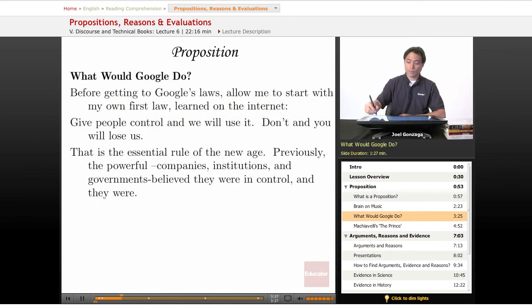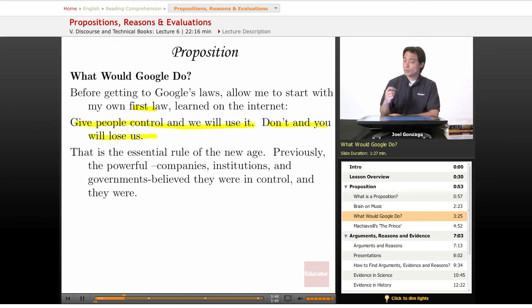Here's another proposition that is stated in a clear sentence. This is from a book called What Would Google Do? "Before getting into Google's laws, allow me to start with my own first law, one learned on the internet. Give people control and we will use it. Do not and you will lose us."